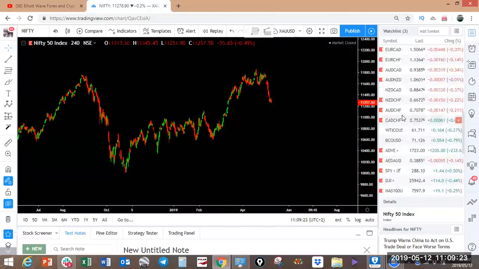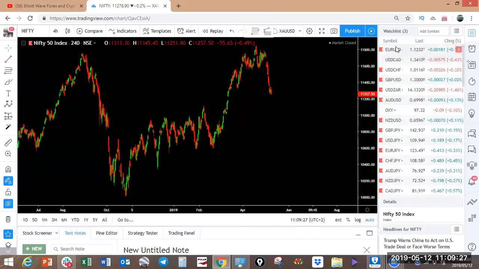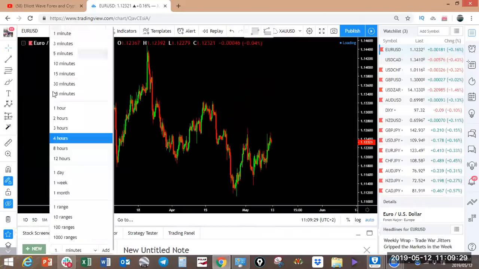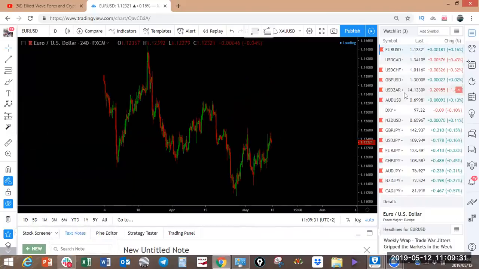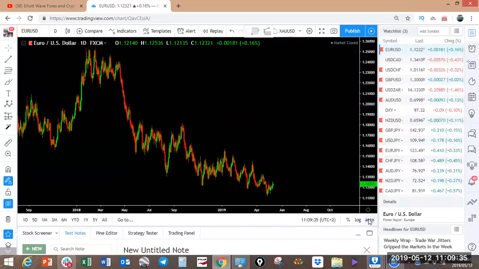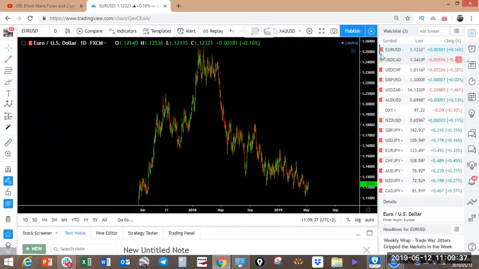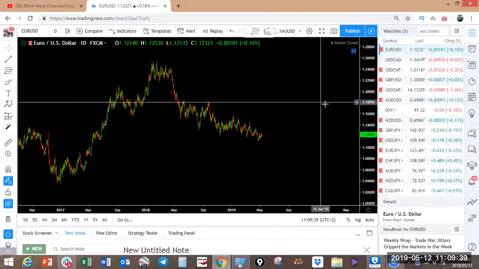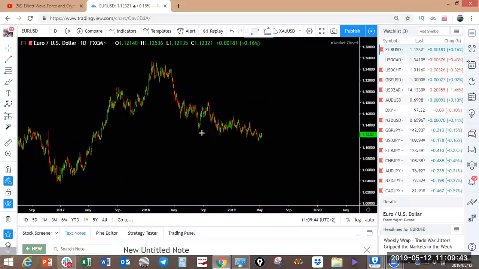Now let's look at the majors. Let's look at Euro US dollar. We'll start with the daily. Let's look at the daily on Euro US dollar. Right, so Euro US dollar, before we talk about the sequence and the structure here, let's just look at what is happening here in terms of the overall structure.